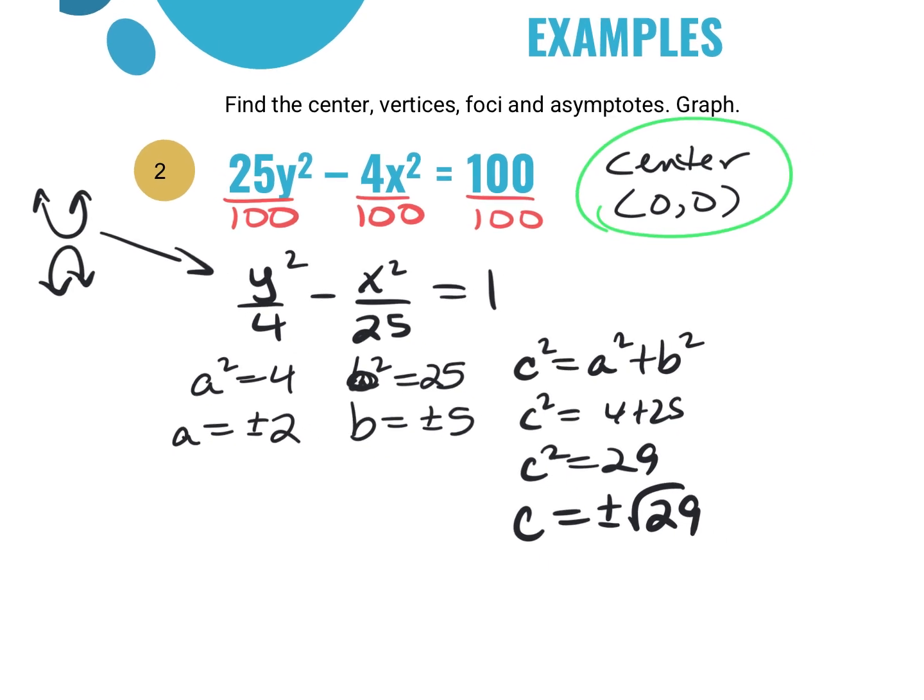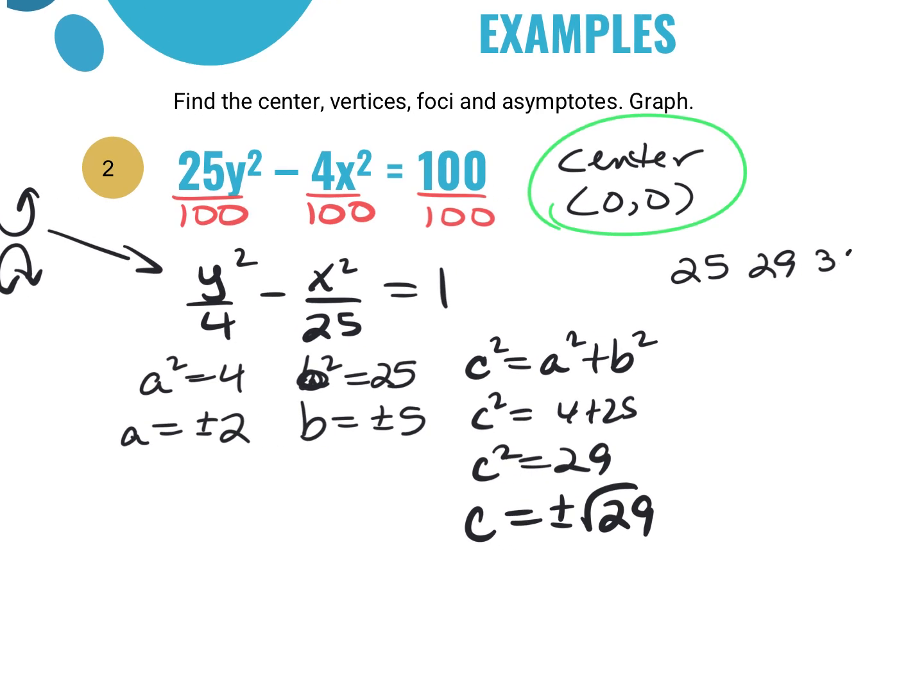And again, to approximate this focus, the two perfect squares that it's in between are going to be 5 and 6. So 25 and 36. So 5 and 6. It's closer to the 25. So less than 5.5. So maybe about 5.3 approximately. So again, when you graph it, it's a point between 5 and 6.